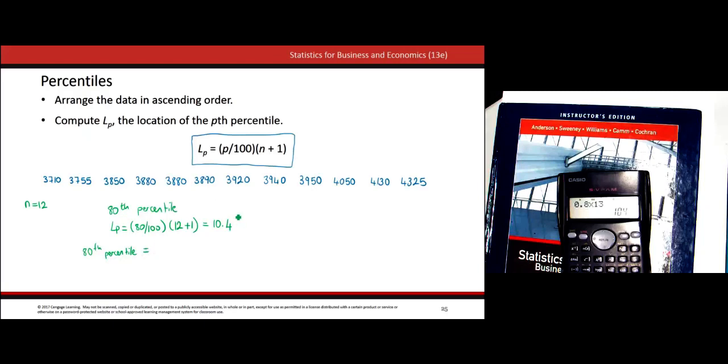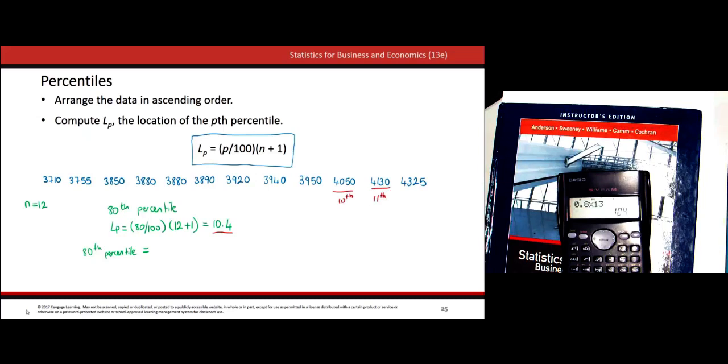So what does this tell us? This means that the 80th percentile is somewhere in between the 10th and the 11th value. Which one is the 10th value? 40.50. And which one is the 11th? 41.30.